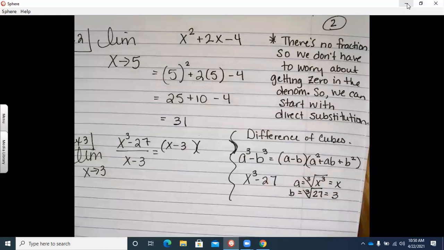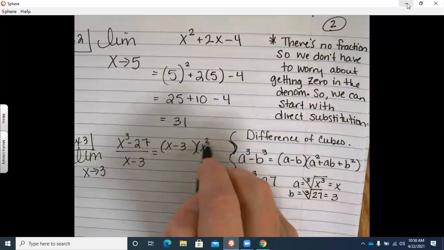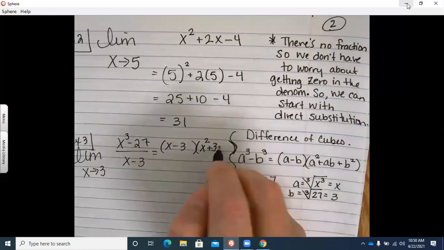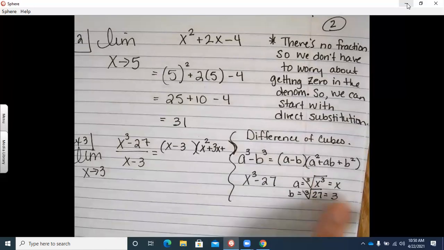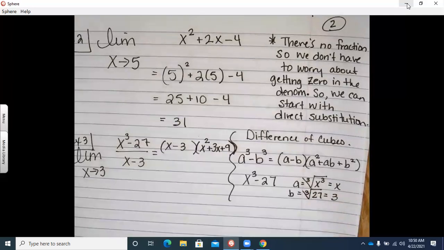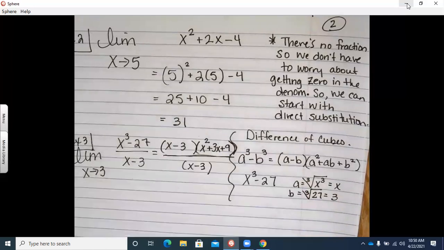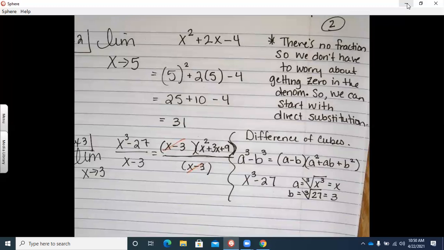And then A squared, which in this case would be x squared. And then we add AB. So in this case, that's going to be 3x. And then we add the second term squared, so 9, right? All over the denominator, x minus 3 is not factorable, and we don't care anyway because we can see it's clearly going to cancel with the x minus 3 in the numerator. That's what we want to happen. That way, we can use direct substitution.